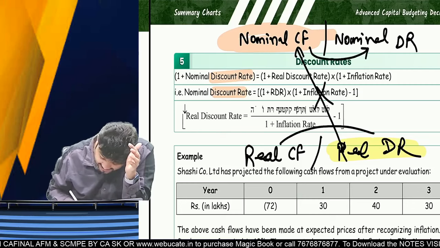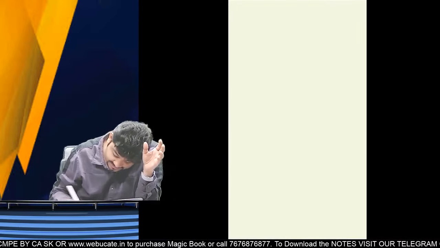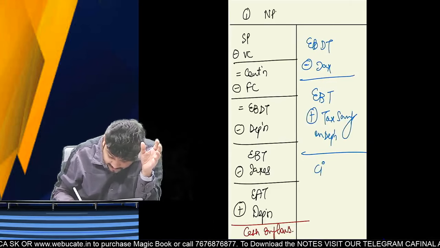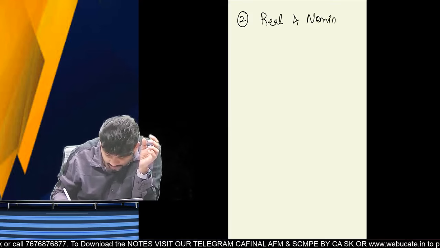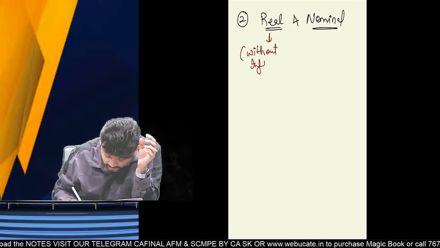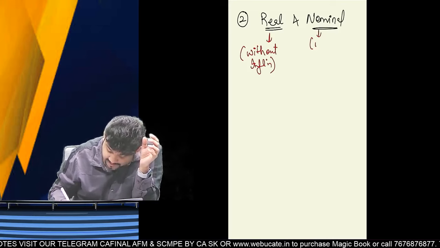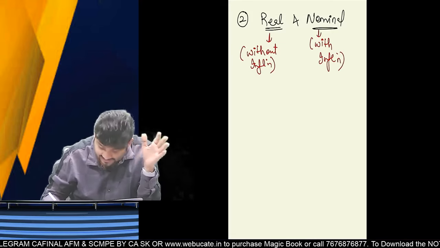And for applying real cash flows, you will require the real discounting rate. So let's write it down. The second concept. This was the first concept called NPV. Now we write down the second concept, which is real and nominal. We will write here for real that it is without inflation. For nominal, we will write it is with inflation. Are we clear, everybody?